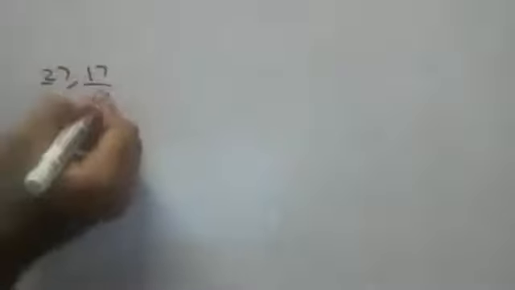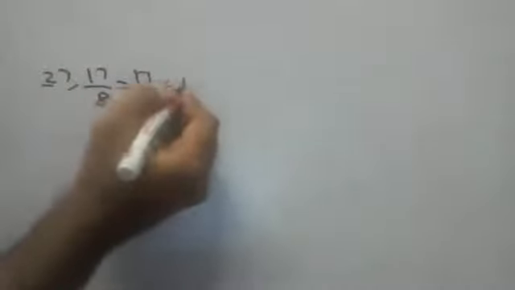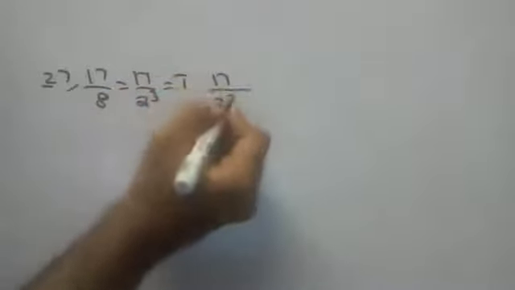Next, 26 sums I told you, children. Some more sums, 10 more sums I will say. 17 by 8, that is 17 by 2 cube. Only 2 is there, so it is terminating. Once it is terminating, you have to convert into decimal.